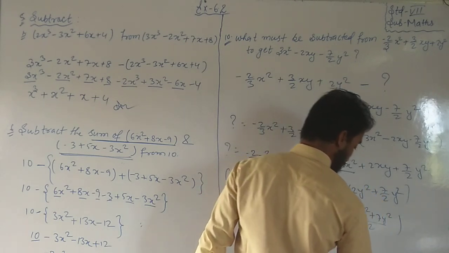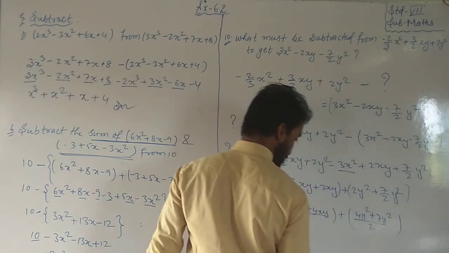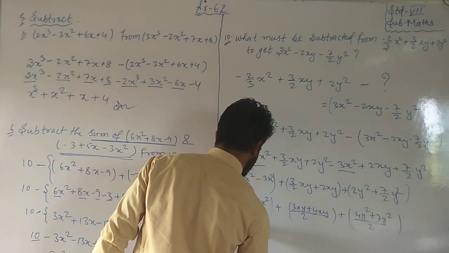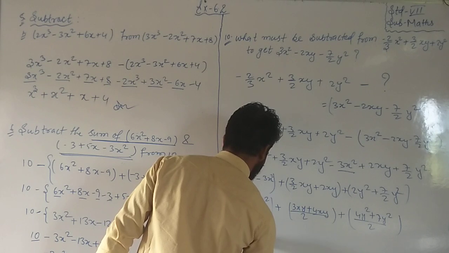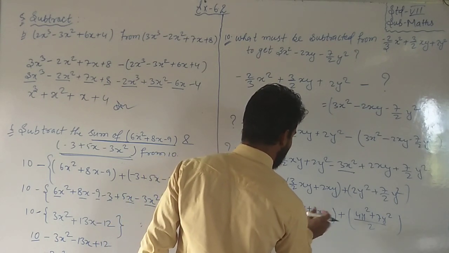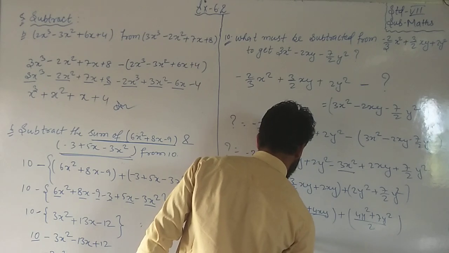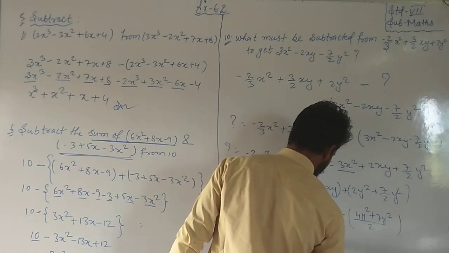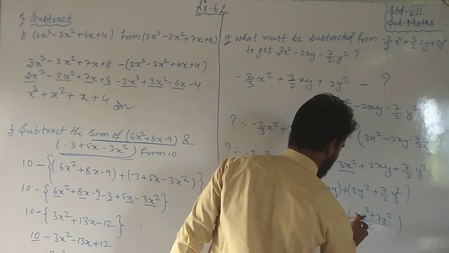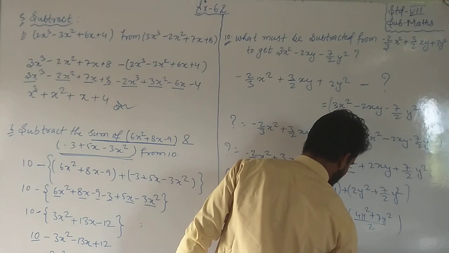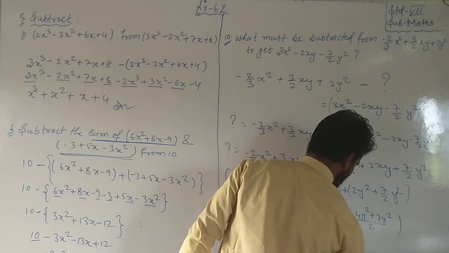What will the answer be, students? Minus 2x square minus 9x square gives minus 11x square by 3, plus 3xy plus 4xy gives 7xy by 2. Okay students, plus 4y square plus 7y square means 11y square by 2.